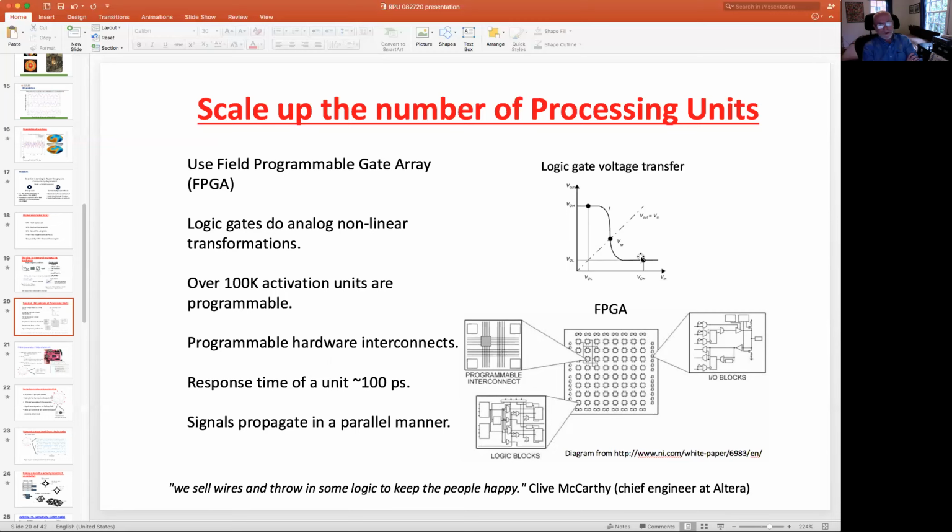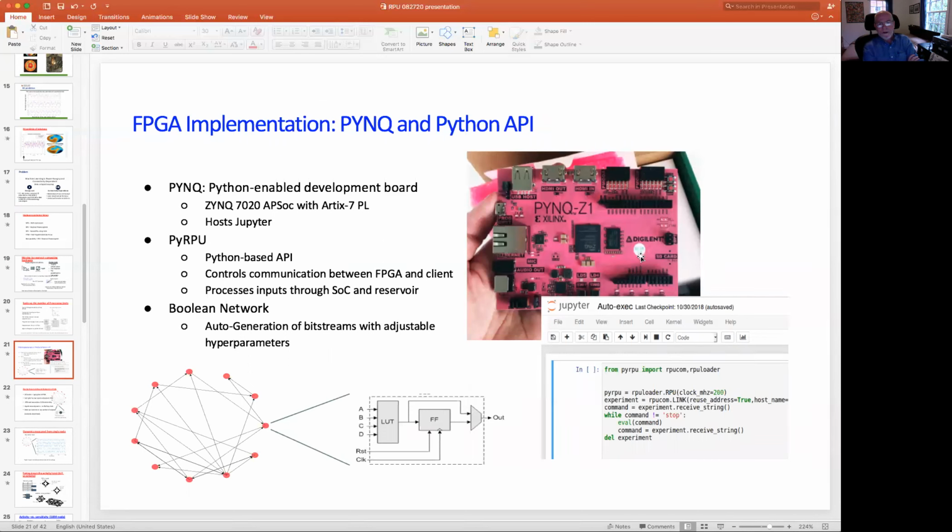So the field programmable gate arrays, or FPGAs from here out, have hundreds of thousands of activation units, even up to millions now. They have programmable hardware interconnects, so this allows us to configure graphs of our own design with logic gates of our own choosing. And if we run these in an unclocked way, the response time of the nonlinear element is simply the propagation delay through the gate, on the order of 100 picoseconds. So all of the gates are operating in parallel and updating in real time in a nonlinear unclocked system of gates. So we can implement this on commercially available FPGAs.